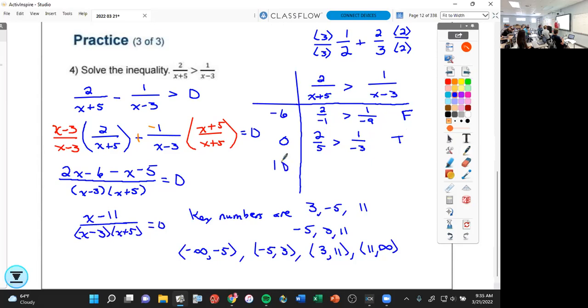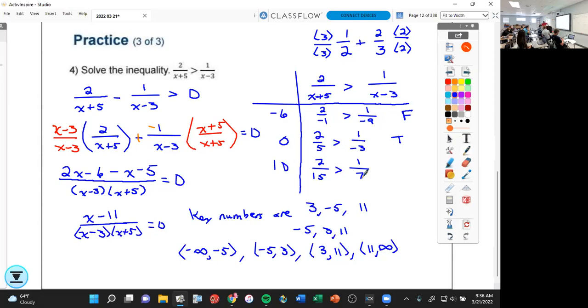A number between 3 and 11. 10, okay. 2 over 15 is greater than 1 over 7. 1/7 is the same as 2/14. 2 over 15 is greater than 1/7. Oh, I thought that was the same. I've got trues and false all over the place.